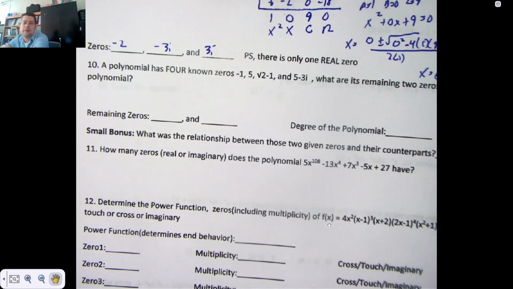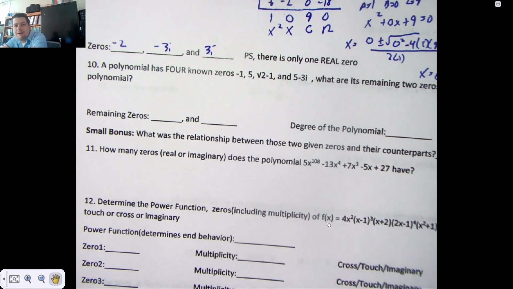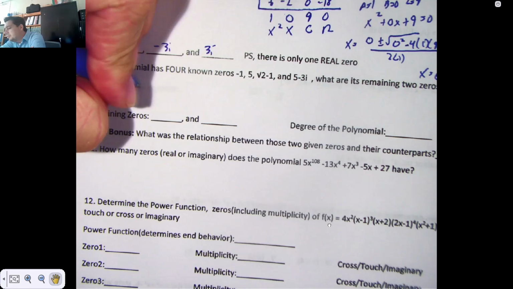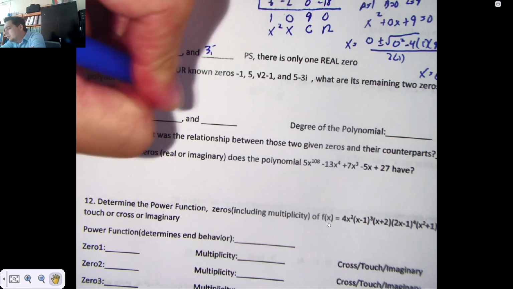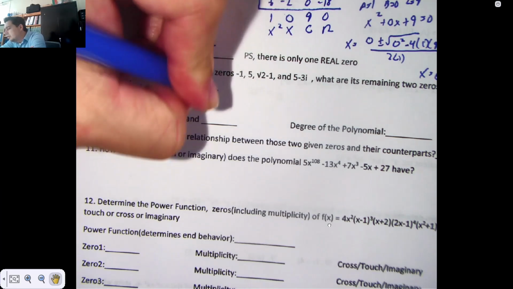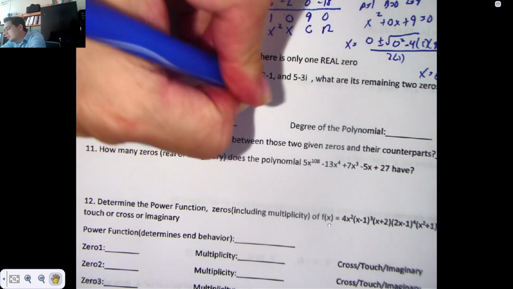A polynomial has 4 known zeros: negative 1, 5, root 2 minus 1, and 5 minus 3i. What are the remaining two zeros? So what we're going to do is apply the conjugate theorem. And the conjugate theorem is pretty simple. It says weird zeros have conjugates.